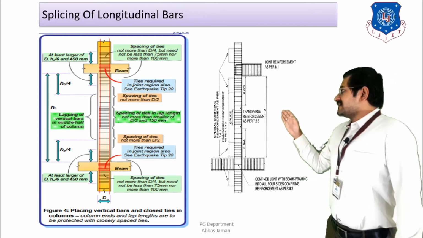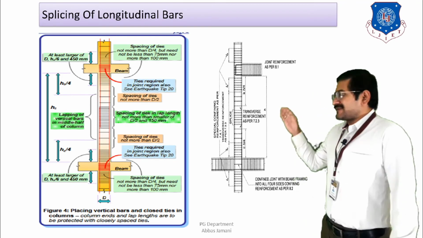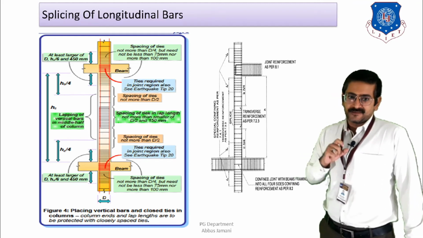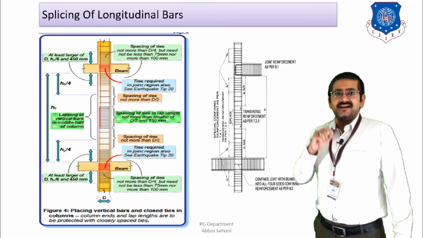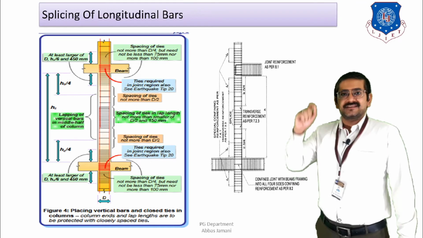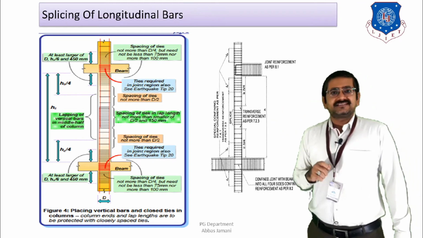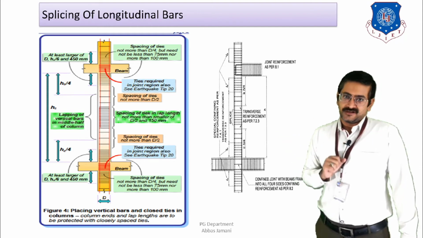The IS code, that is IS 13920, suggests that the splicing of longitudinal bars should be done in the central portion, that is the mid height of the column. As you can see in the figure here, HC is shown as the clear height of the column, that is, the depth of the beam is deducted and after that the clear height of the column is shown. So at mid height, that is HC by 2, is the ideal location where the splicing of longitudinal bars should be done.